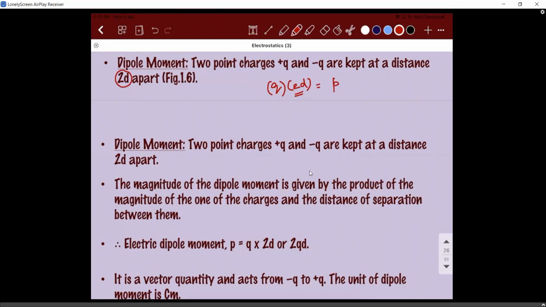Generally, how do we take the distance of separation? We take it as d, no? But here, how is it taken? Here, you have not taken it as d. Look at it, I have circled it. You have taken it as 2d. There is a reason why we have done it. You will see it in the derivations.